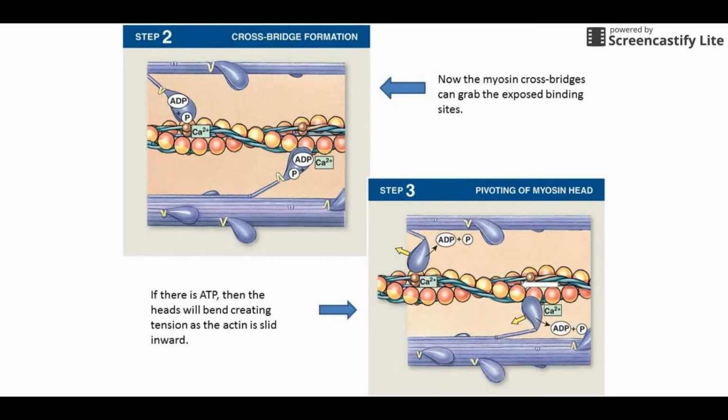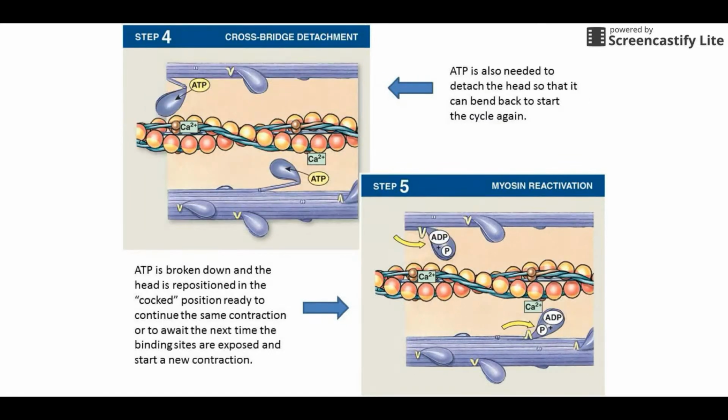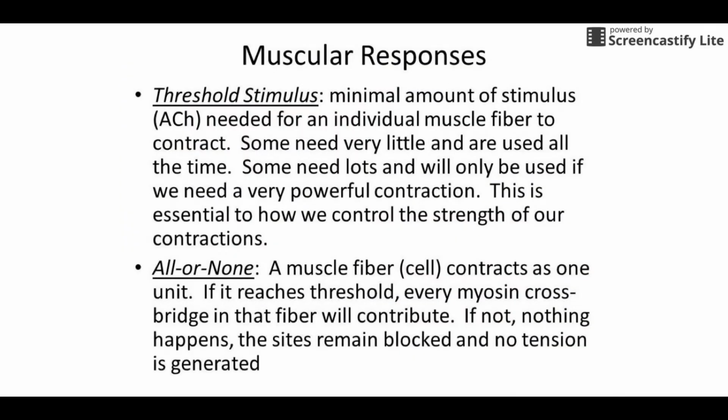So here comes the head bending. That's showing the head bending: it attached in this one, it bends in this one, and we're shoving the stuff along. But then notice this, ATP is also needed to get the heads to let go. Okay, so ATP is needed not only to move the heads, to bend them, to cause the contraction, but it also is needed to kind of reset them so they can do the whole thing again, or at least let go. All right, so a couple thoughts.